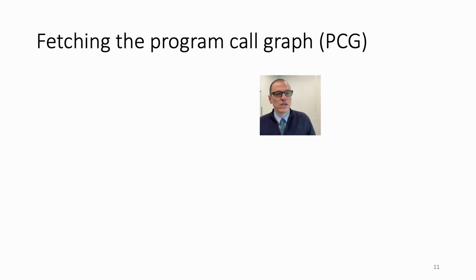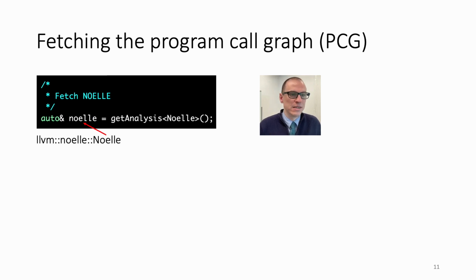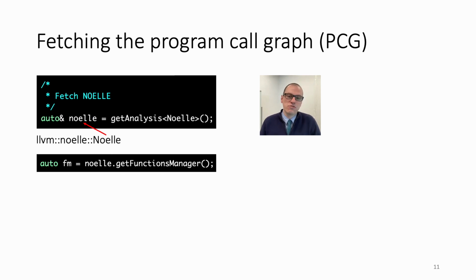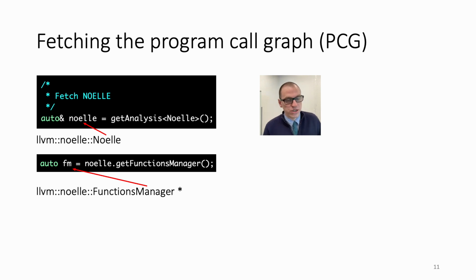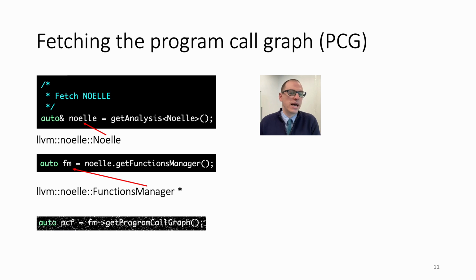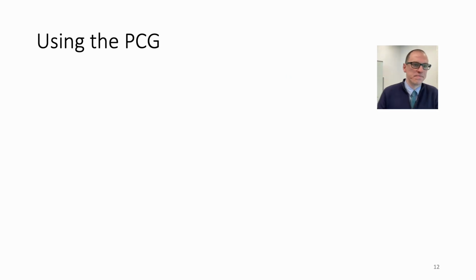Now that you have normalized the code, you can ask NOELLE to compute the program call graph. In order to do that, you first, of course, have to fetch NOELLE from your pass. And then you need to fetch the functions manager, which is the manager about functions. That manager has the capability to compute the program call graph, and you can do that by invoking the API get program call graph. The return is an object of the class NOELLE call graph, or the class CallGraph in the namespace NOELLE.